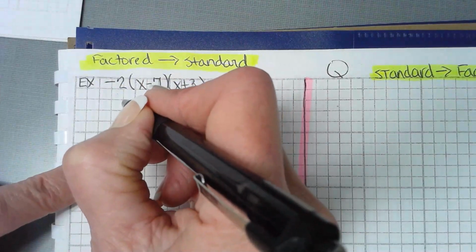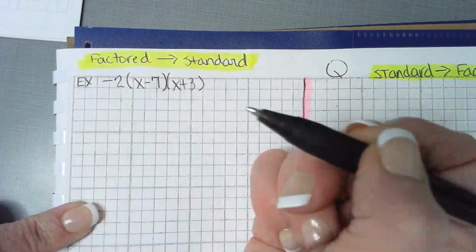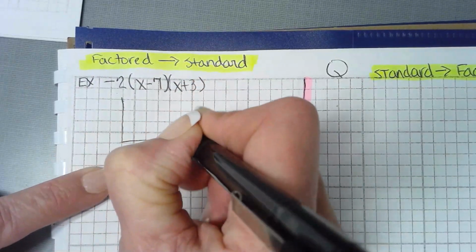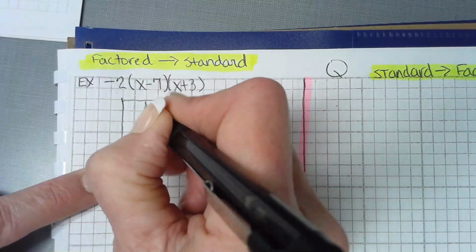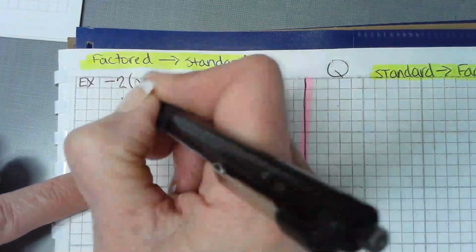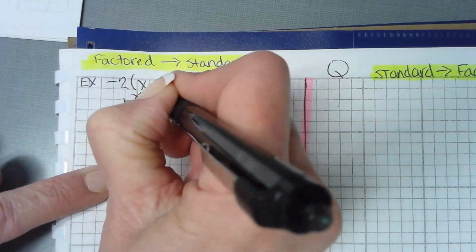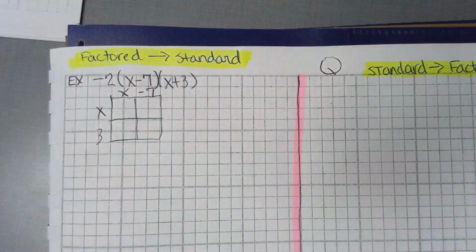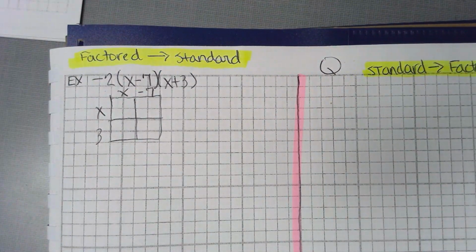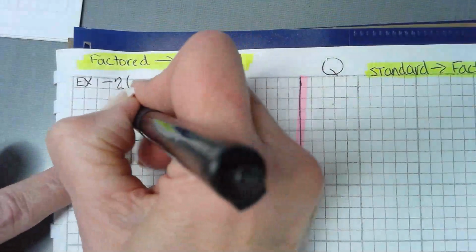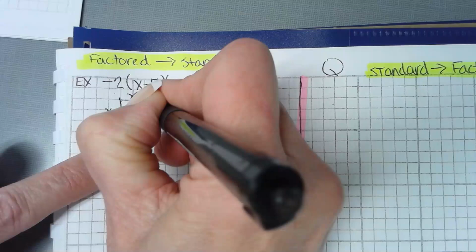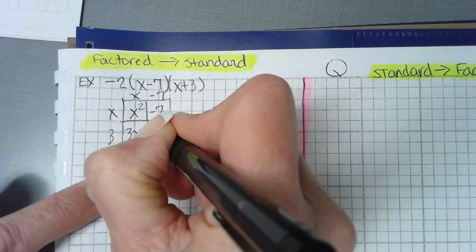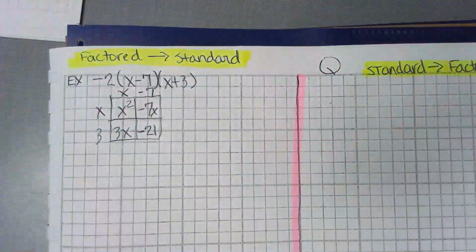Okay, so again, let's give ourselves not too much room so we can get a lot of this done. Okay, so we're going to put an x and a -7 up top. We're going to put an x and a 3 along the side. And we're multiplying, so we're adding powers. So x times x is x squared. X times -7 is -7x. Then we've got 3x. Then we've got -21.